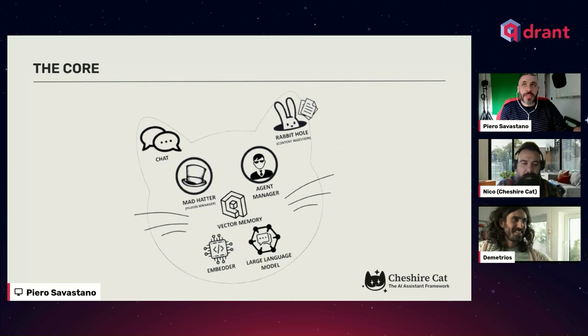These are the main components of the cat. You have a chat as usual. The rabbit hole is our module dedicated to document ingestion. You can extend all of these parts. We have an agent manager. MadHatter is the module to manage plugins. We have a vector DB, which is Qdrant natively.